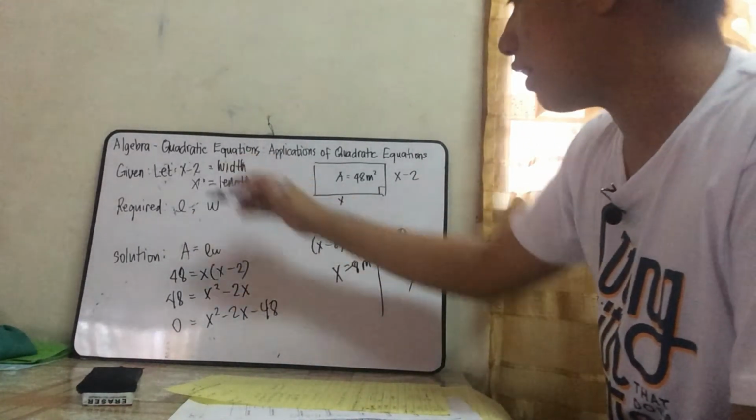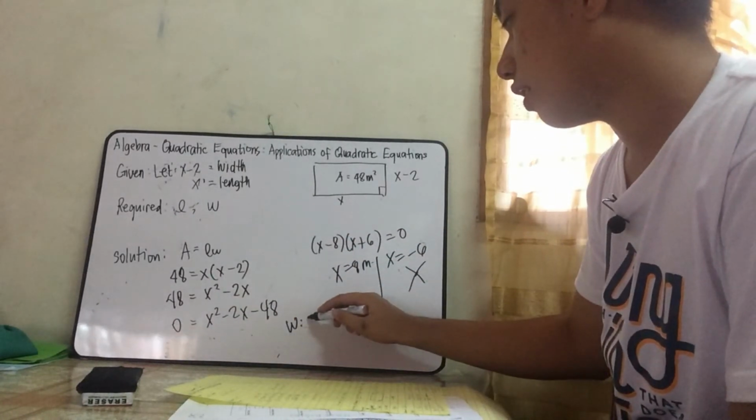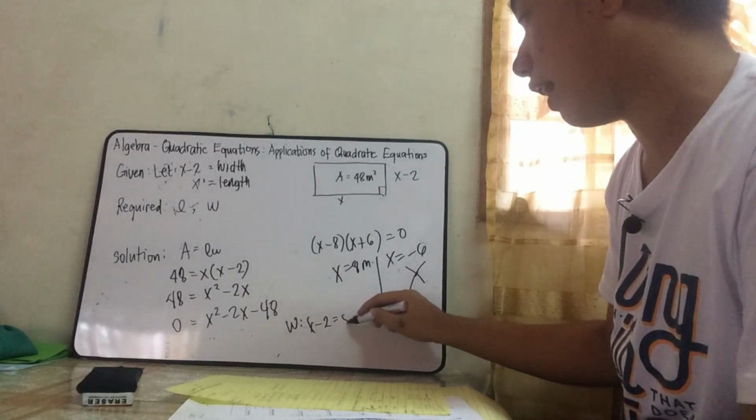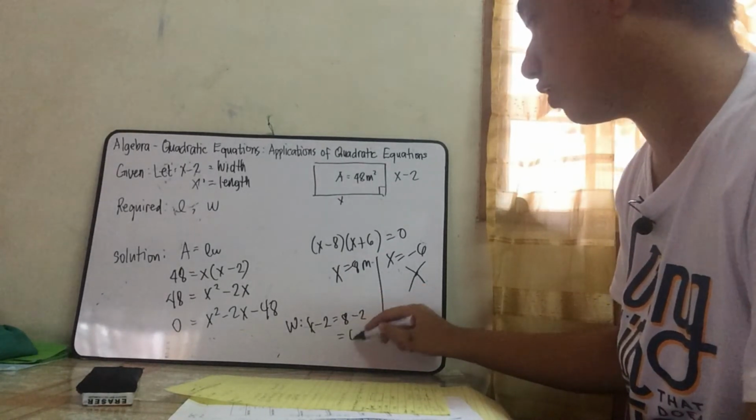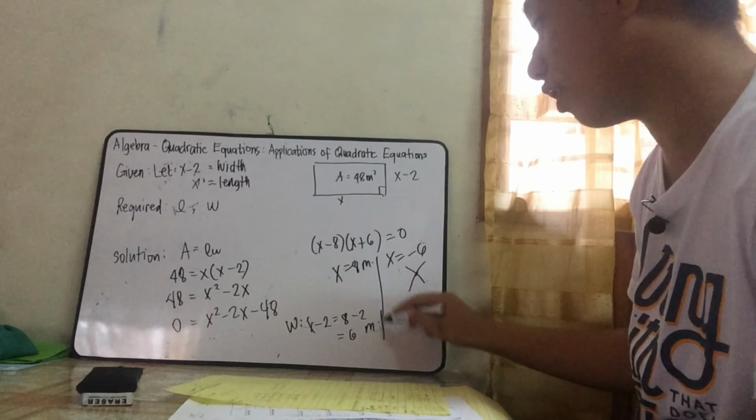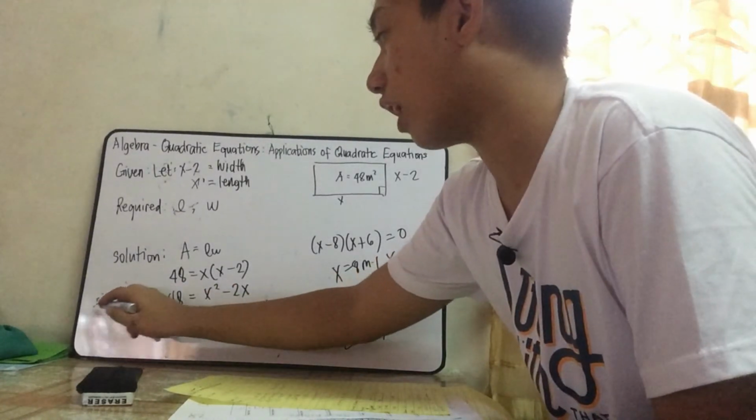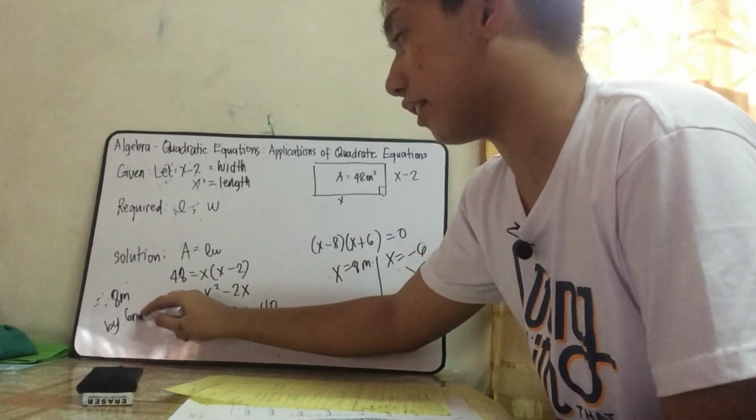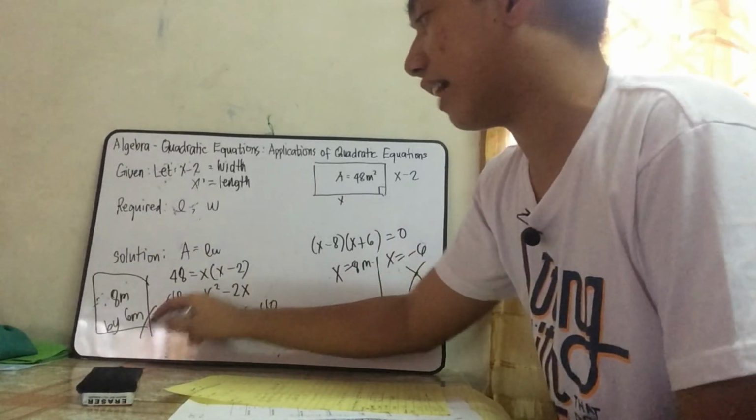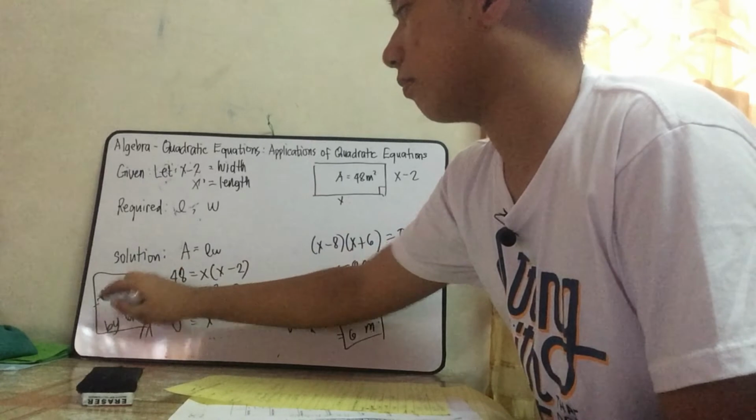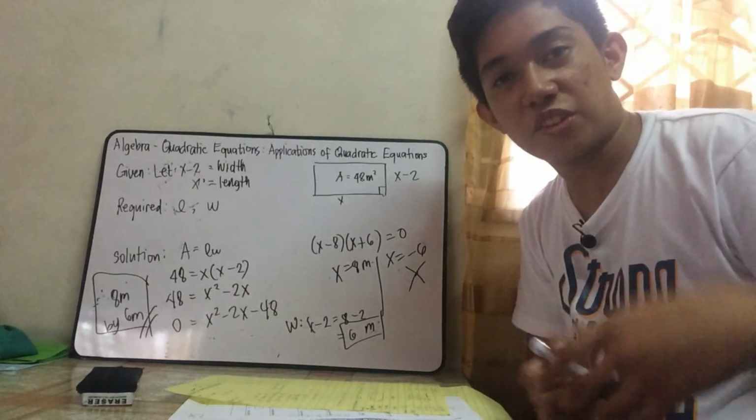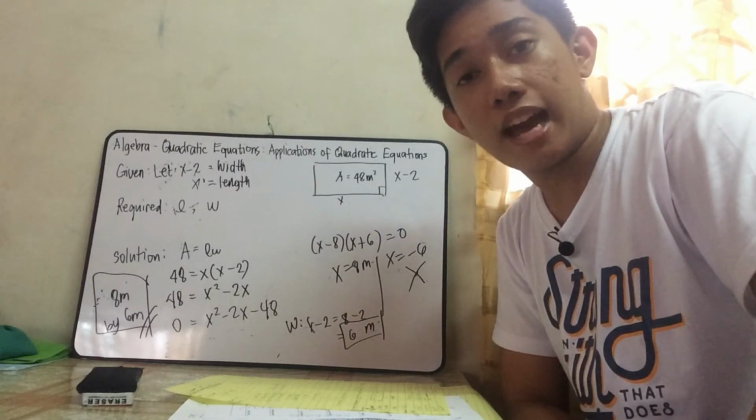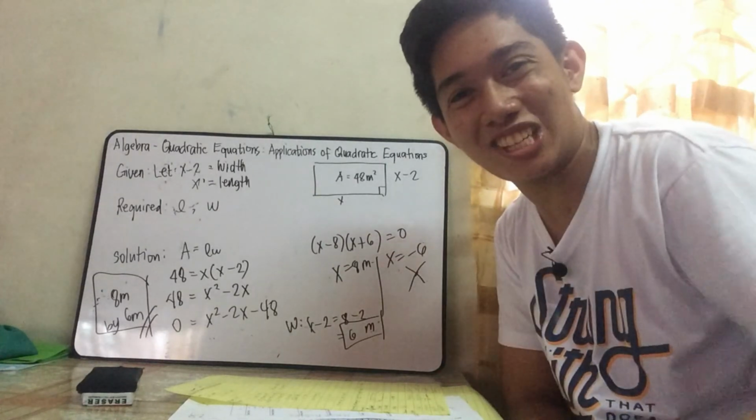Therefore, x is equal to 8 meters, yung ating length. And to denote our width, x minus 2 is equal to 8 minus 2 is equal to 6 meters. Therefore, the dimensions are 8 meters by 6 meters. Okay? So, if you have questions or clarifications, subscribe lang or comment lang dyan.